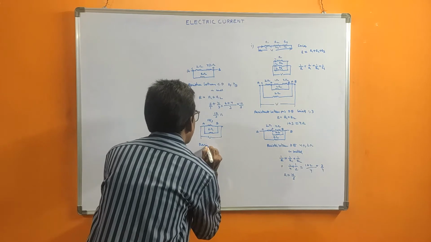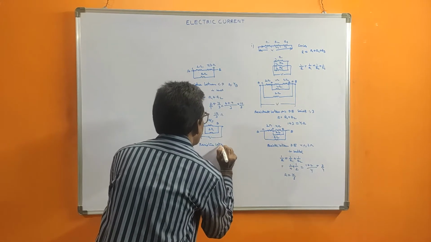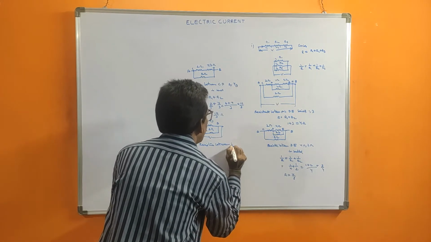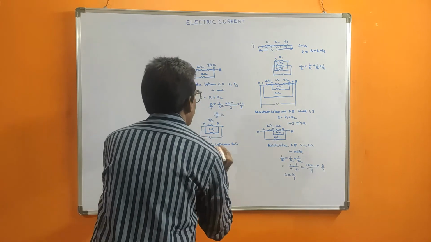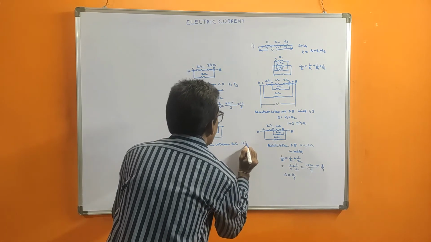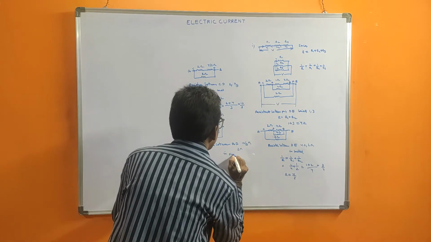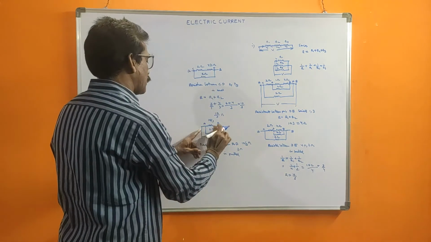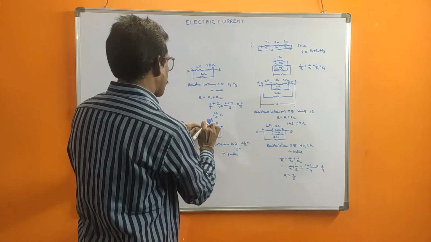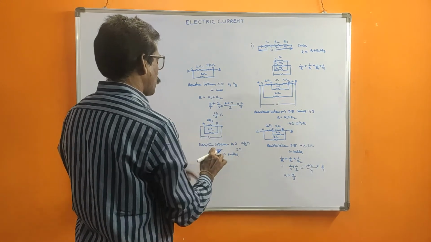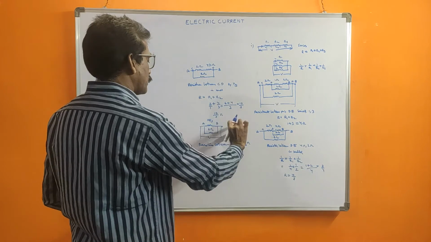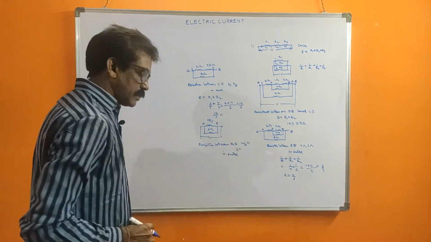Resistance between A and B. What? 10 by 3 ohms and 2 ohms in parallel. Now these two are in parallel. See, 2 ends are connected to one side, 2 ends are connected to the other side. The voltage is applied.